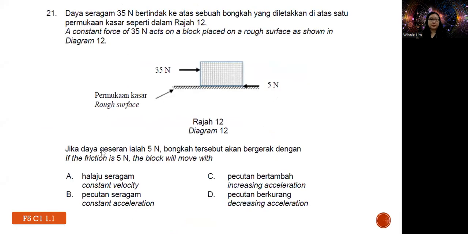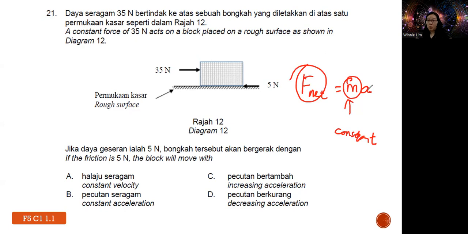Okay, next one. A constant force of 35 Newton acts on the block placed on a rough surface as shown in diagram 12. If the friction is 5 Newton, the block will move with... As you know, this idea is related to resultant force, Newton's second law of motion. So we have F net equals to ma. The mass of the object never reduces or increases, so we say that the mass is constant. Then, is there any net force? If there is a net force, there will be an acceleration.